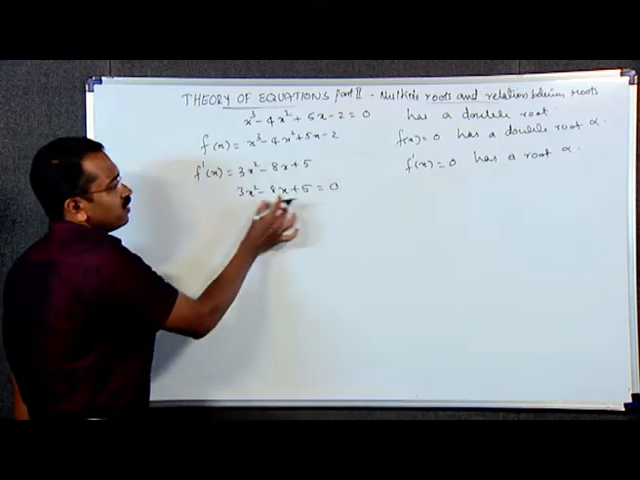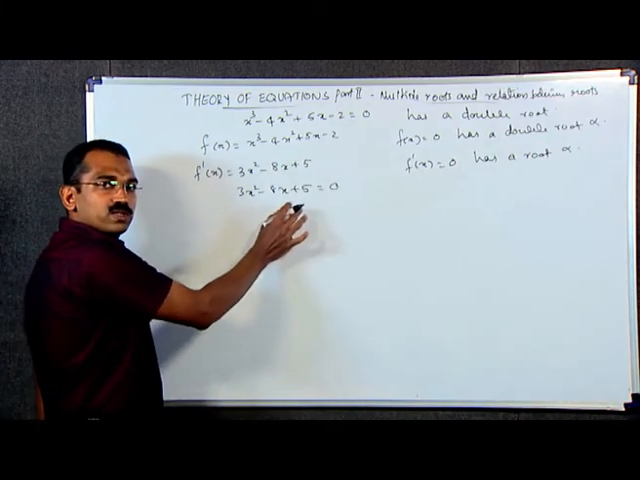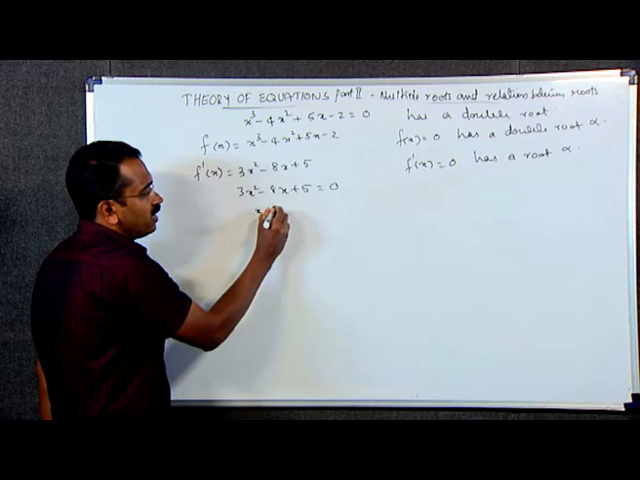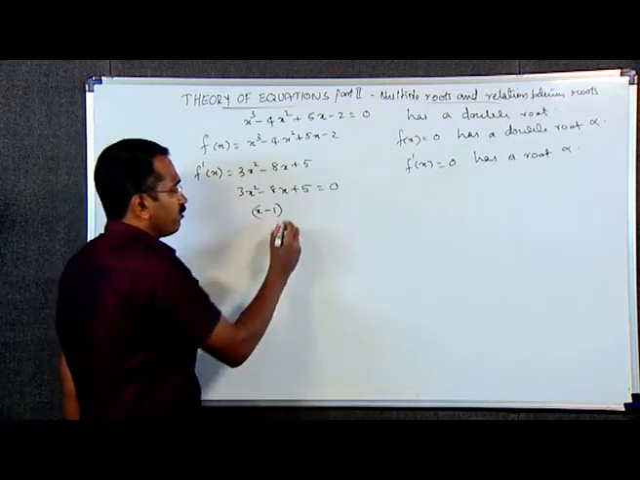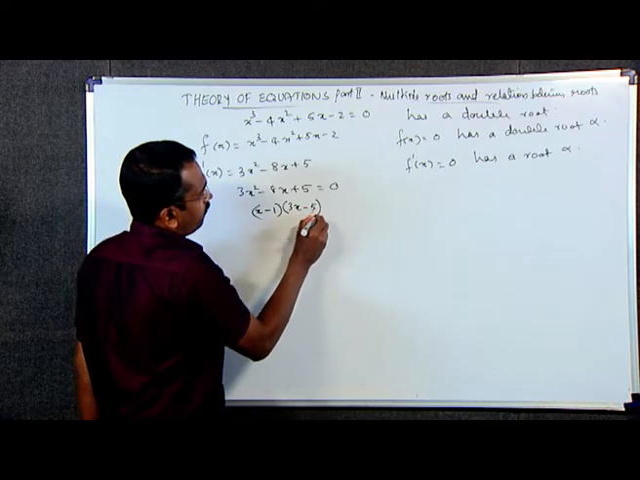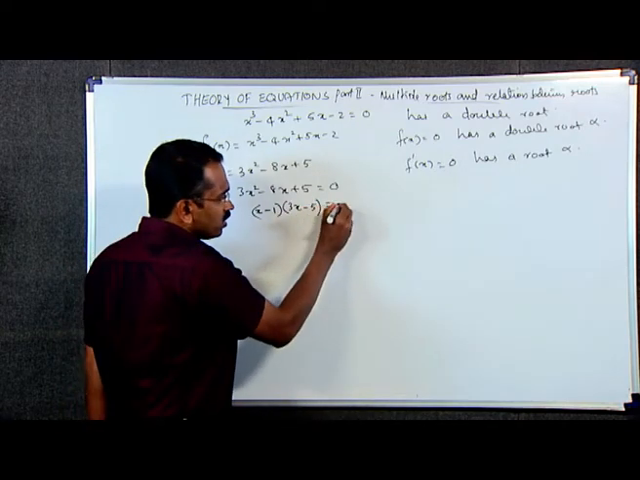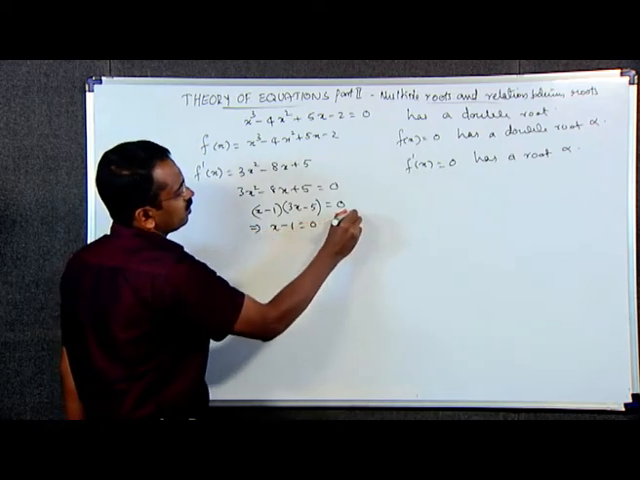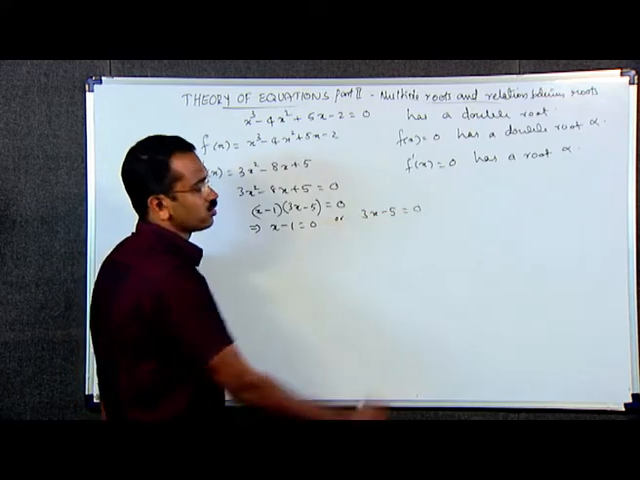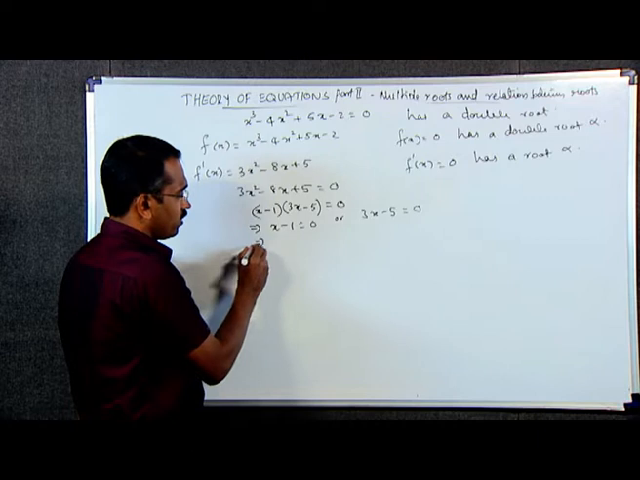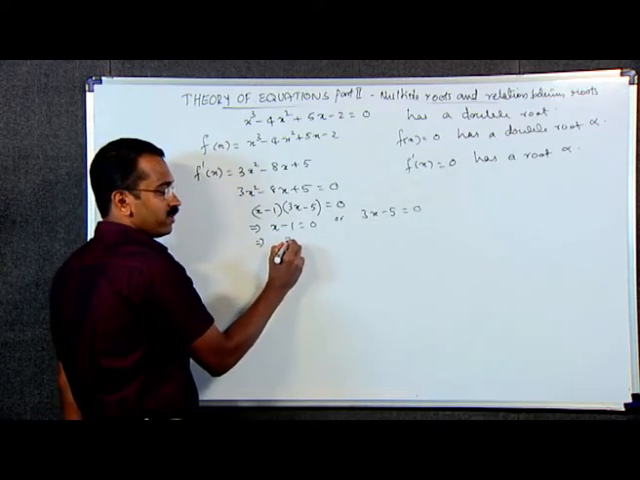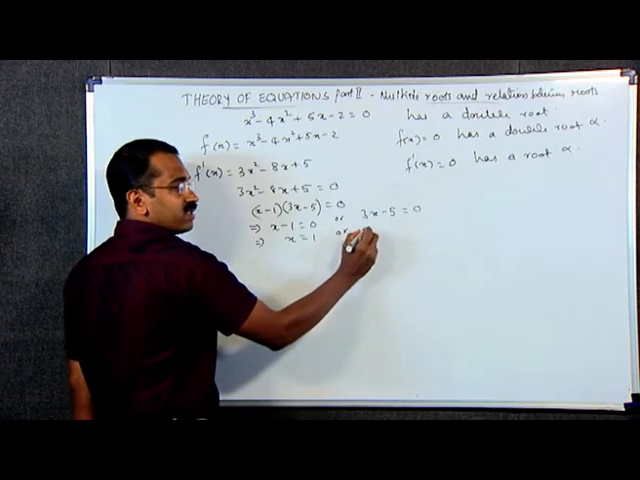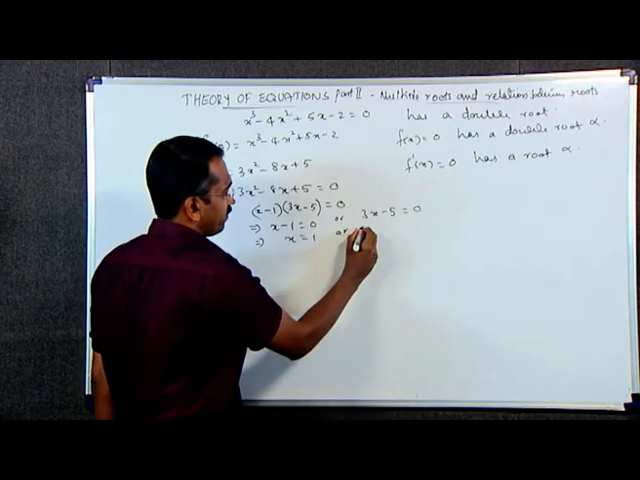Now, consider this left hand side 3x square minus 8x plus 5. We can factorize this as x minus 1 into 3x minus 5. This equal to 0 implies x minus 1 is equal to 0 or 3x minus 5 is equal to 0. That is, x minus 1 equal to 0 implies x is equal to 1, or 3x minus 5 is equal to 0 gives x is equal to 5 by 3.